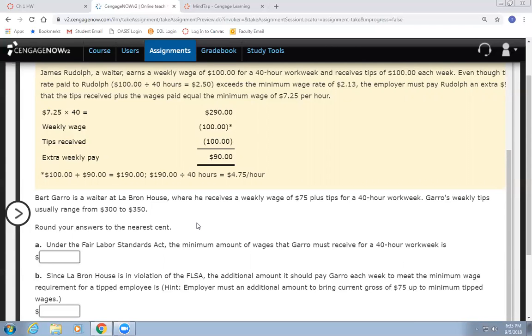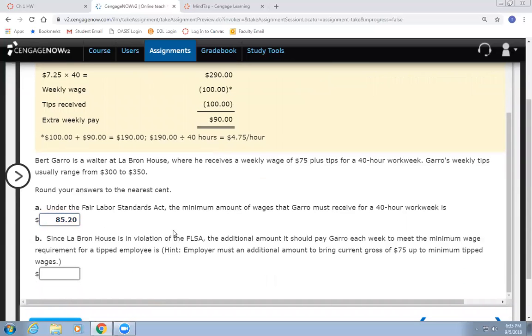It says on A, under the Fair Labor Standards Act, the minimum amount of wages that Garrow must receive for a 40-hour work week is what? We've already calculated that up here, right? How much is the minimum? The $85.20, okay? So we know he must be paid at least $2.13 an hour. So for 40 hours, he should be getting at least $85.20 for his week of waiting tables, okay?